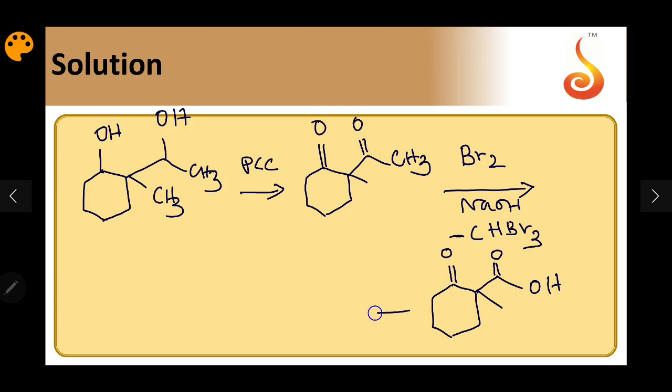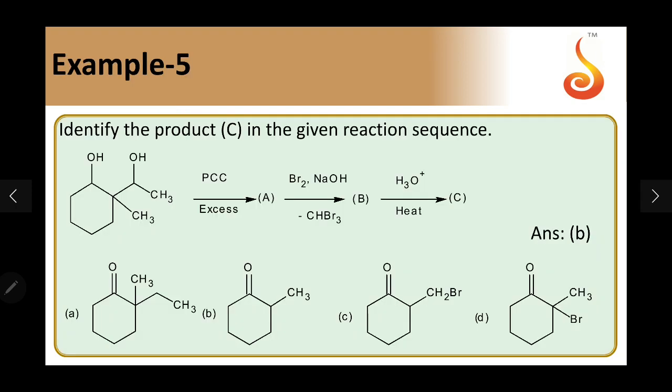Then the next step is given as heating. In this case, this is a carboxylic acid group, this is the alpha carbon and this is the beta carbon. So beta keto acids undergo decarboxylation very easily to lose carbon dioxide, and it will become just a ketone. So CO2 is going out, and it becomes methyl cyclohexanone. So for the answer, we'll go to the options. The answer should be B.